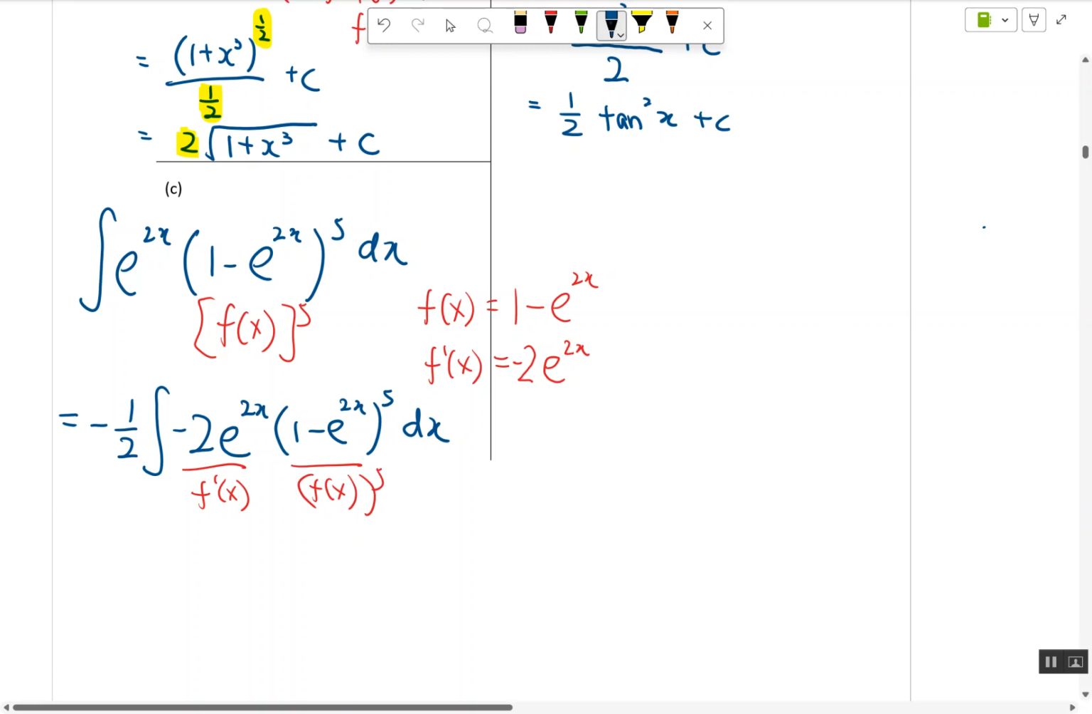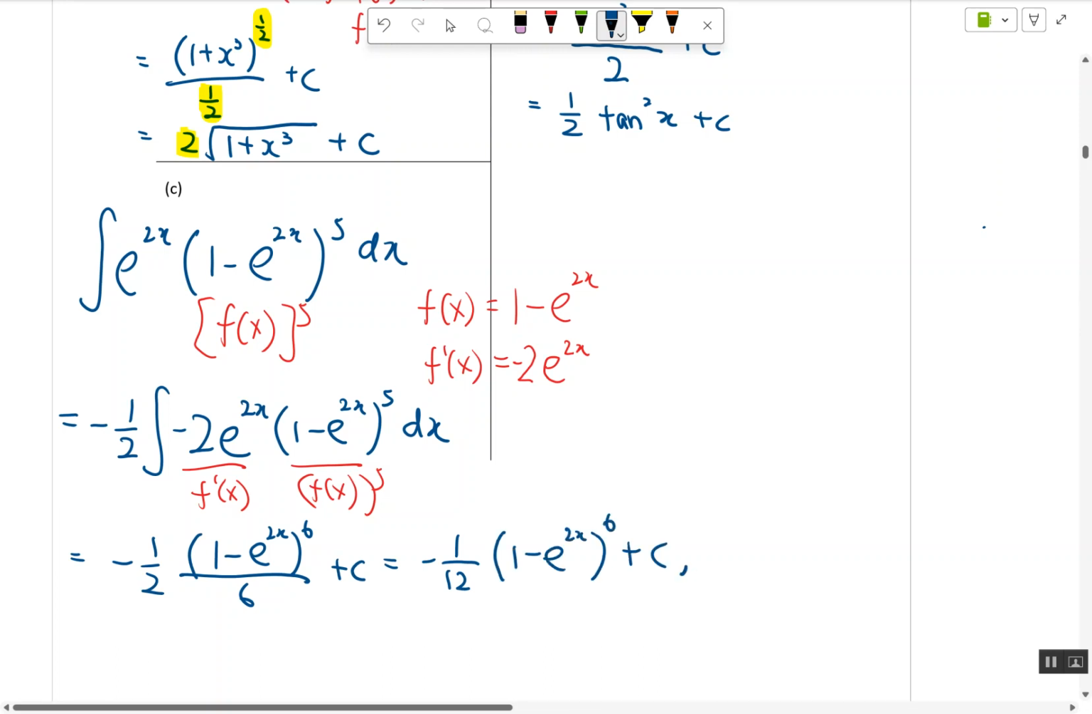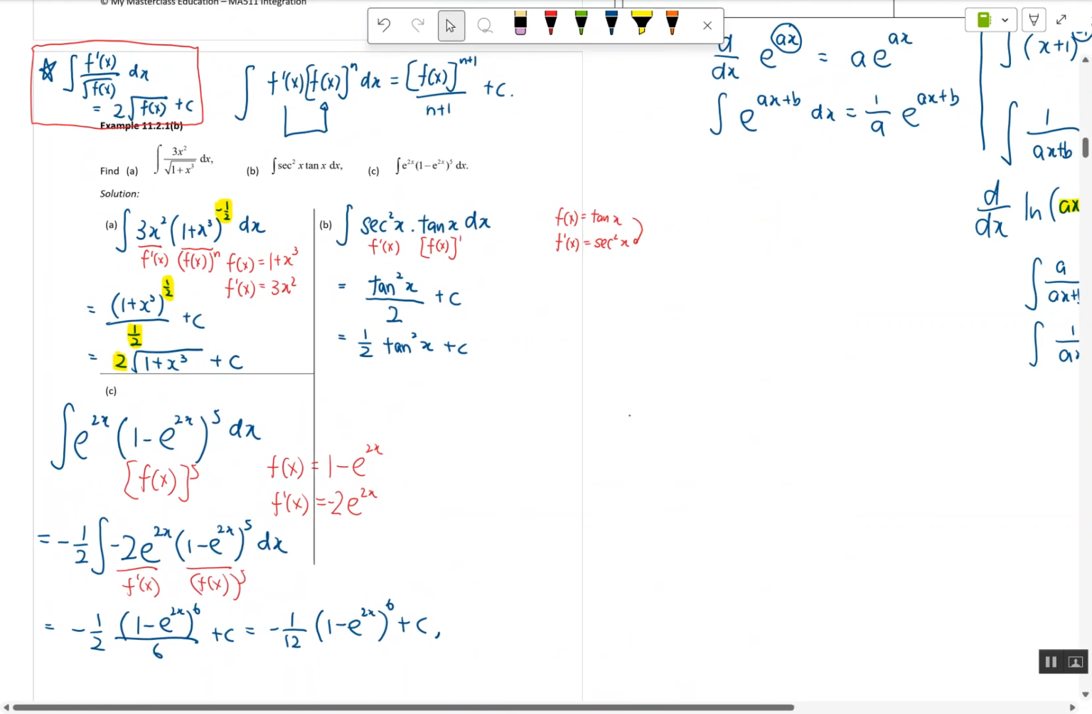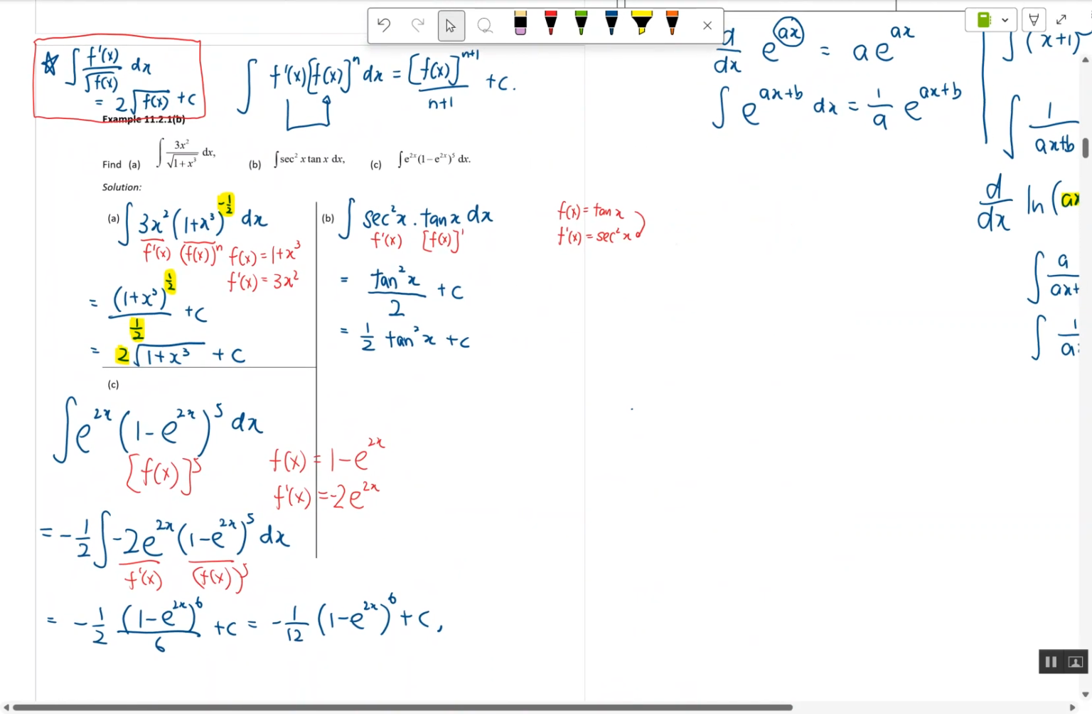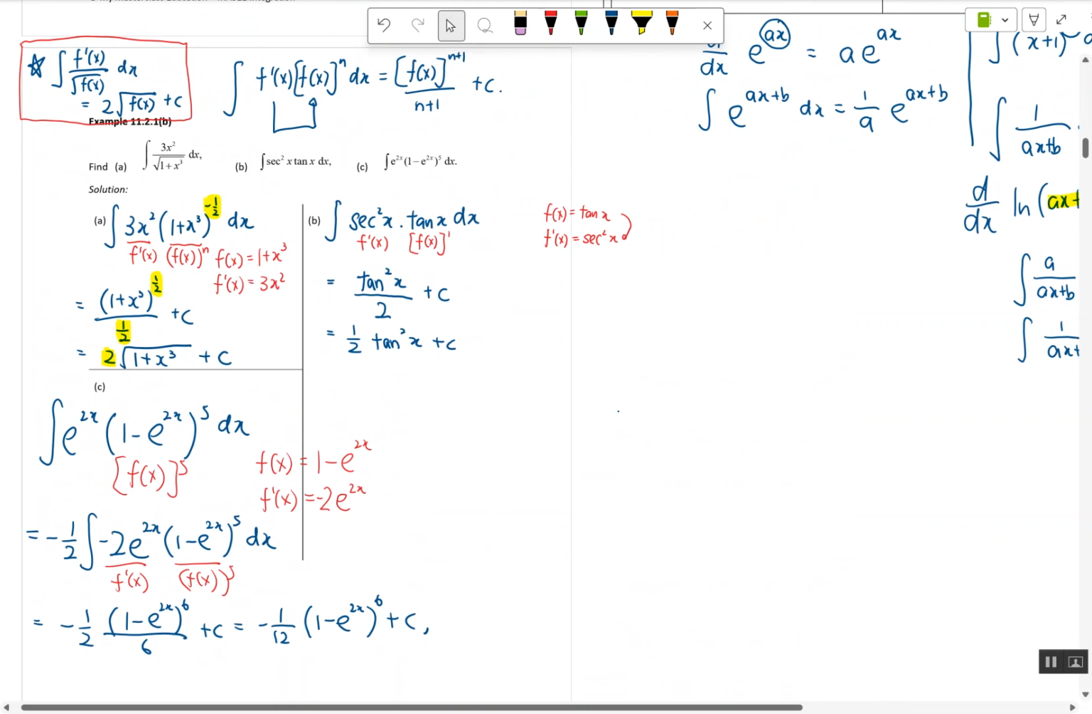So when I integrate this, it's going to be negative half, 1 minus e to the power of 2x to the power of 6 over 6, plus c. I'm going to get the answer 1 over 12, 1 minus e to the power of 2x to the power of 6, plus c. Okay, so this f prime x, f x to the power of n is a common skill you have to learn to use in H2 math.